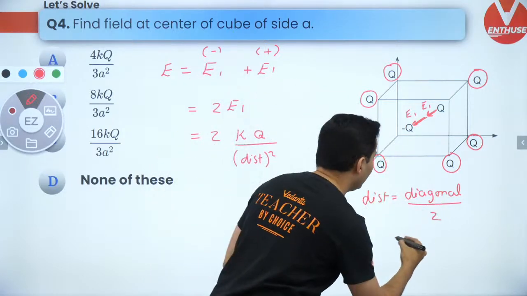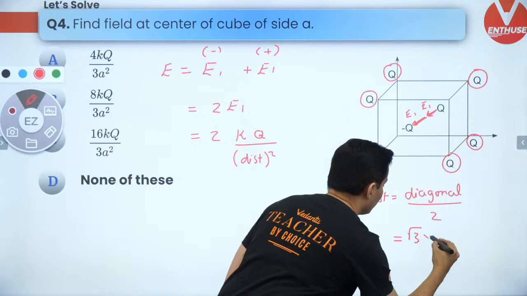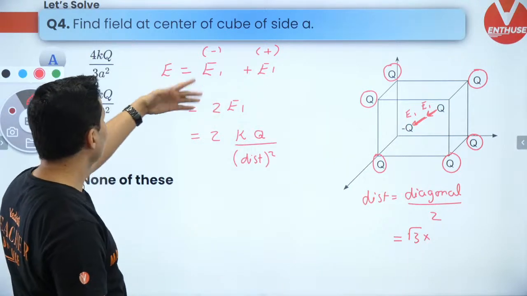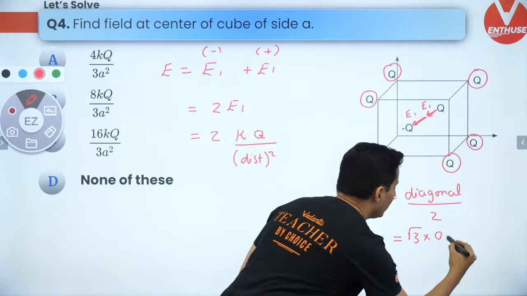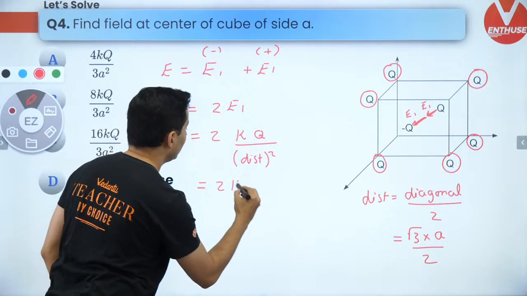Yes. So what is the length of a diagonal of a cuboid? Everybody knows, root 3 times the side. Now what is the side length given? Side length is a, so root 3a divided by 2. So use this over here. So what are you going to get?